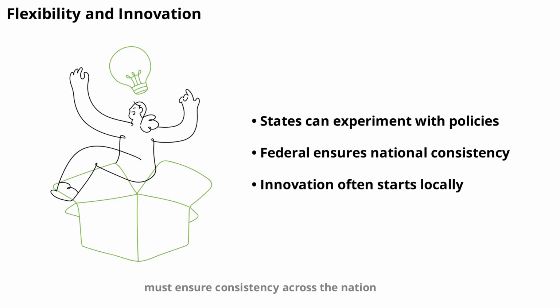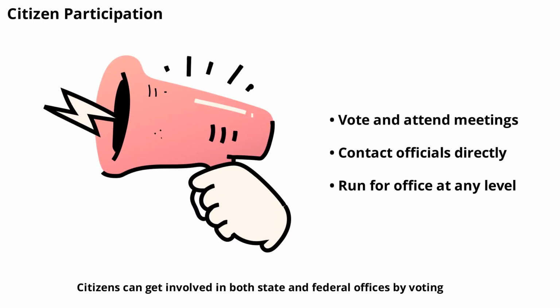Federal offices, on the other hand, must ensure consistency across the nation, which can limit their ability to innovate quickly. Next, let's look at how citizens can participate in both state and federal offices. Citizens can get involved in both state and federal offices by voting, attending public meetings, or serving on advisory boards. At the state level, it's often easier to contact officials or influence local policies.